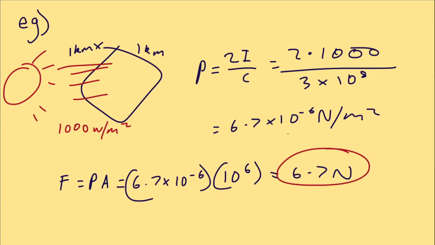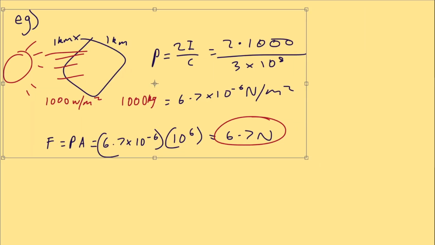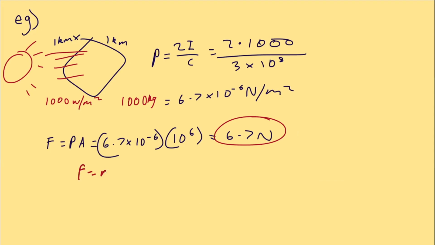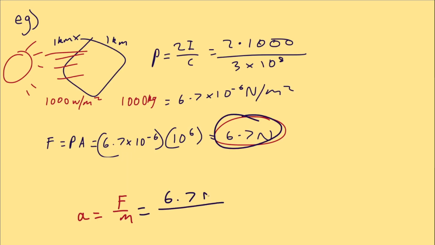This is a small force, but on a 1,000 kilogram spacecraft, this builds up because of acceleration. Take a look at Newton's second law, F equals ma. It's famous, right? We can rearrange for acceleration to find a equals F over m. And let's see the acceleration that our force is creating. 6.7 newtons divided by the mass of 1,000 kilos. This is 6.7 times 10 to the power of negative 3 meters per second squared of acceleration.